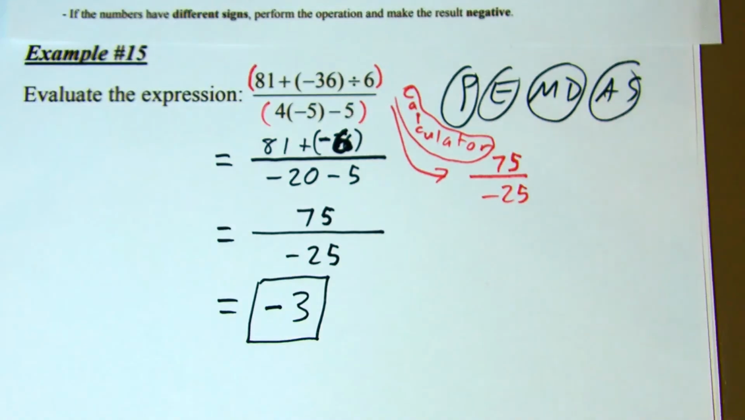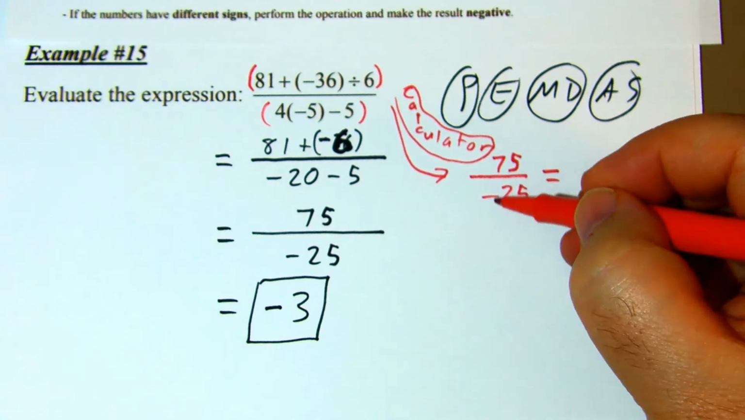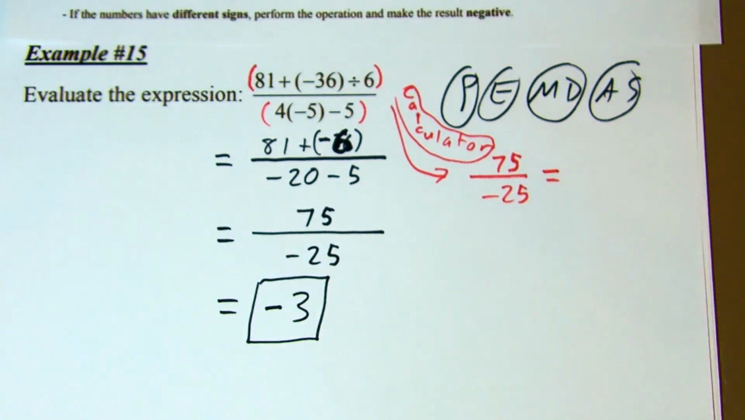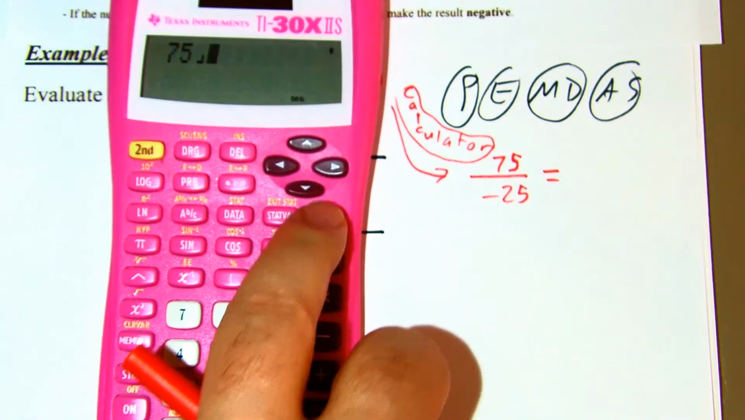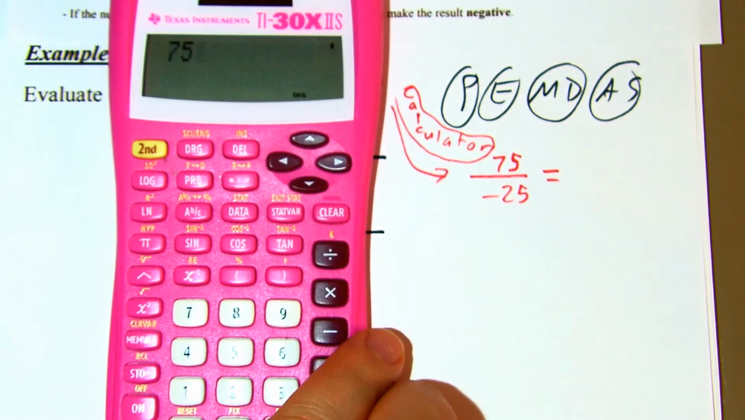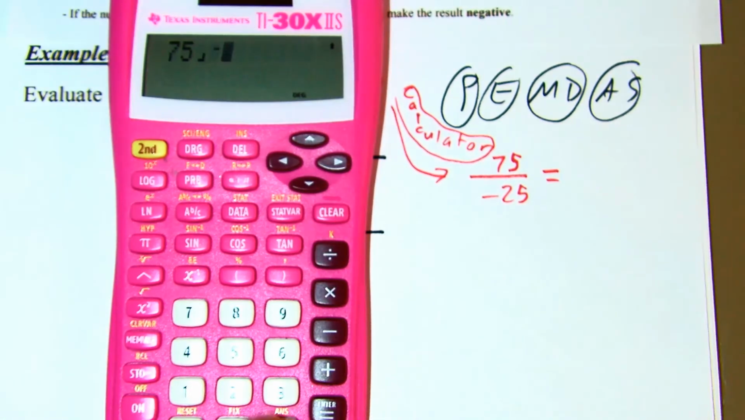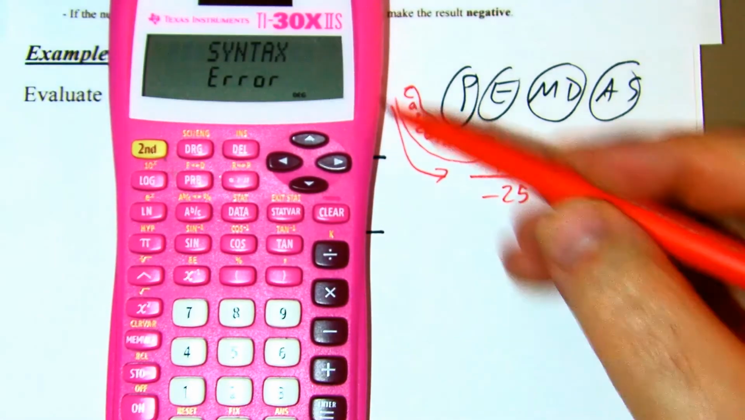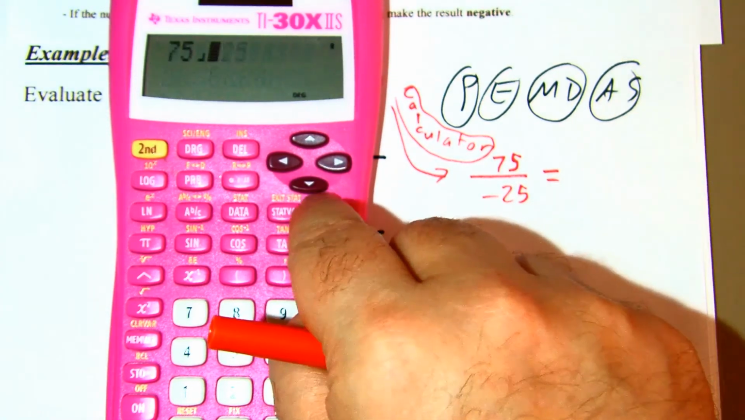And now what I'm going to do is... my calculator doesn't like negatives in the denominator. If I type on my calculator 75 and then the ABC button, the fraction button, and then negative 25, it gives me an error. It's just not smart enough to figure this out. So that's where our rules for signed numbers would help.